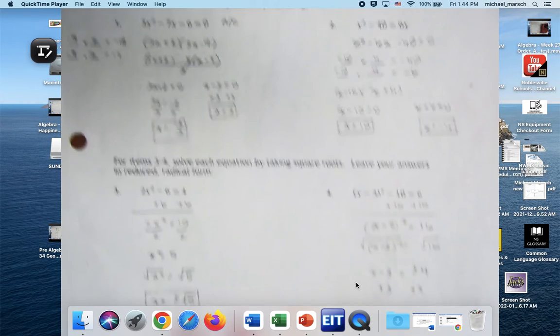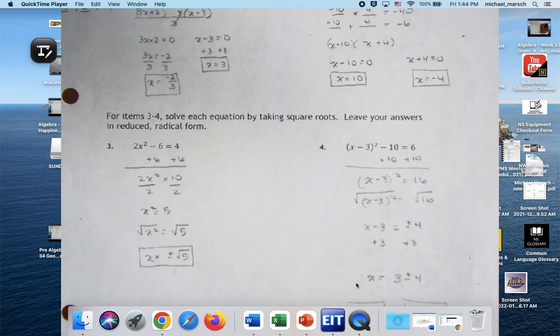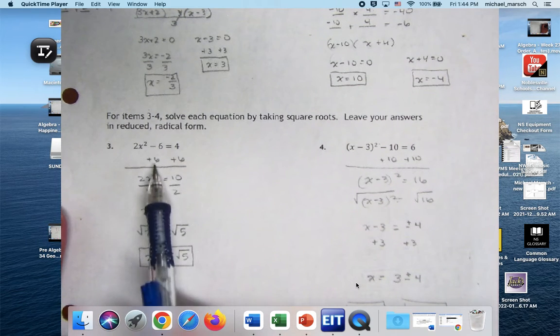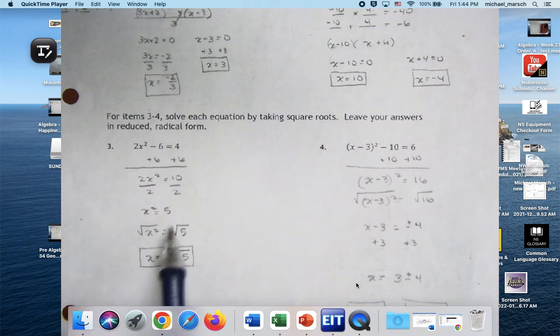Okay, 3 and 4. We're taking square roots. So for number 3, we add 6 to both sides. Divide by 2, you get x squared equals 5. Square root both sides. X is positive or negative square root of 5.